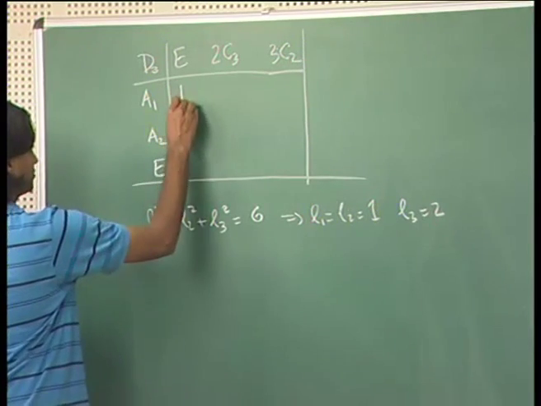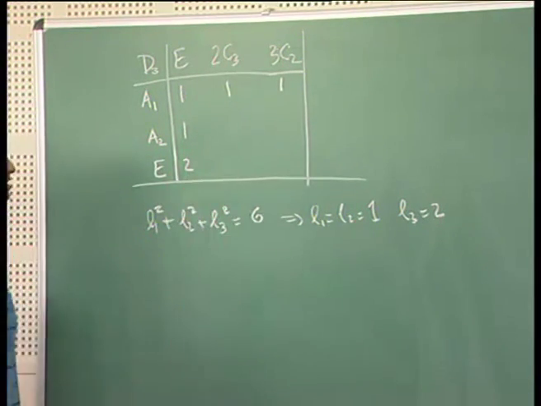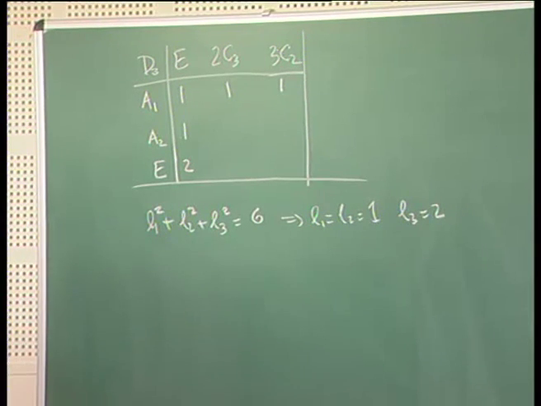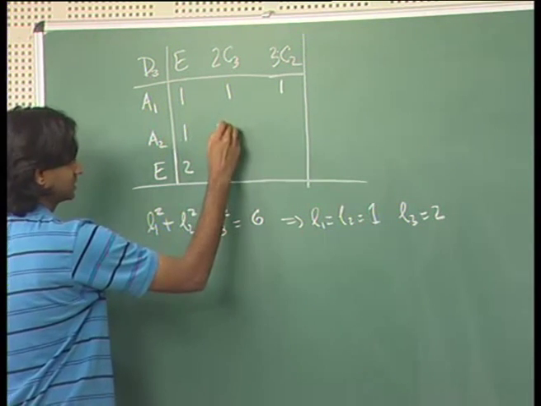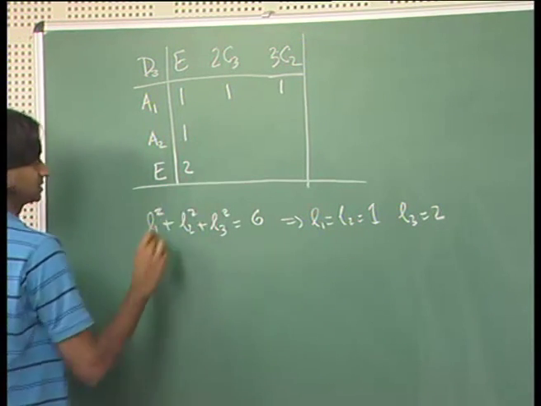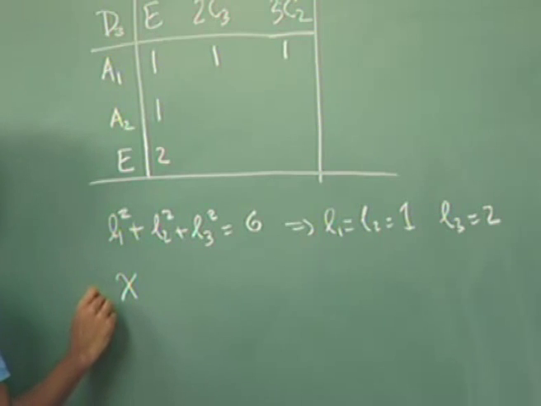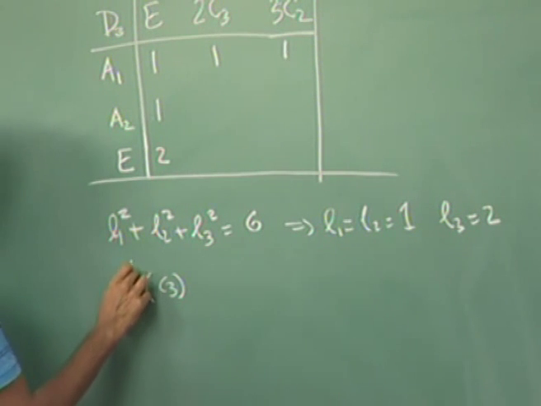Now, the character of identity will be 1, 1 and 2. There will always be a totally symmetric representation. Now, you have to work out what are the remaining characters. So, to work that out you use the great orthogonality theorem. So, suppose I call this chi of C3 in representation A2.